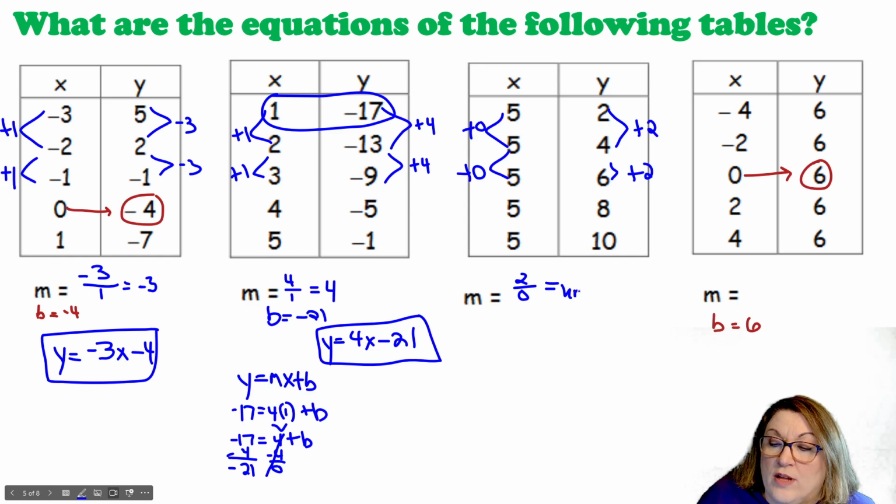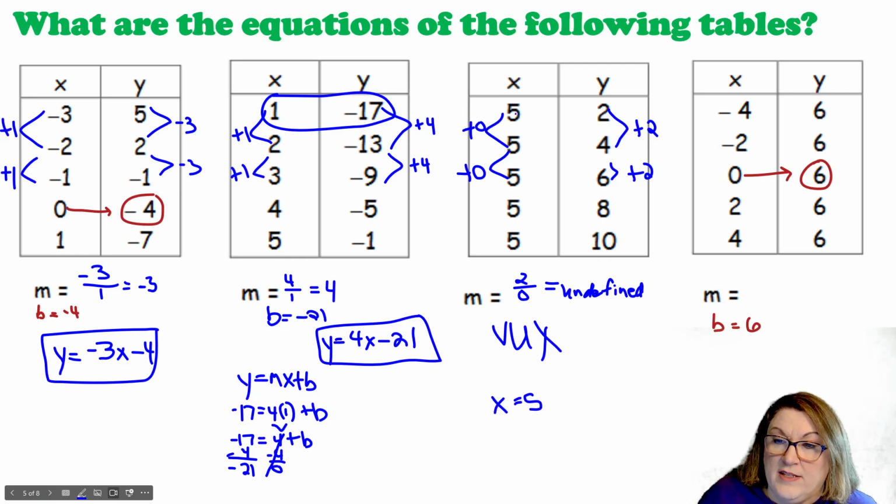And didn't I say that vertical lines always have the same x in every point? And that's why the equation of vertical lines starts with an x. So it's x equals 5 because all of these x's are the same. So we know that's a vertical line. That's the equation of it.